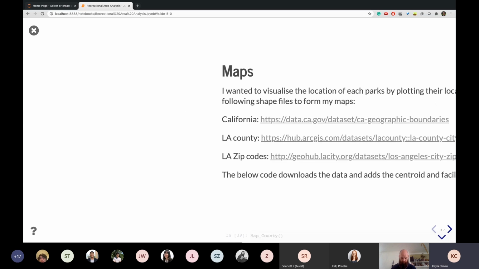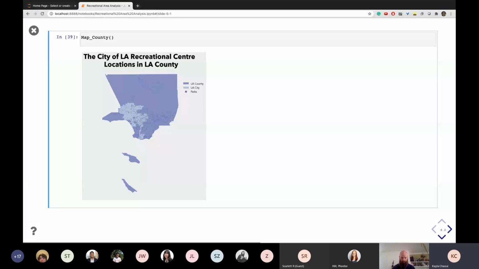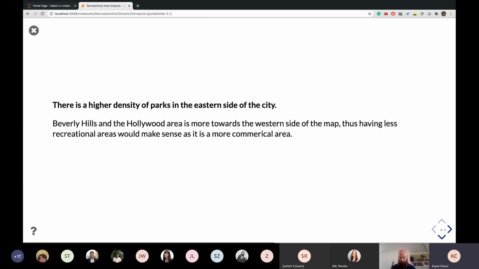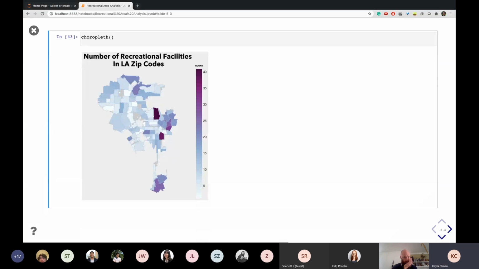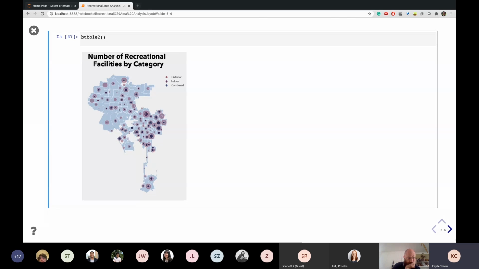Moving on from this, I used the built-in mapping functions to locate each park. Here's a map of the LA city within the county. This map shows a higher density of parks in the eastern side of the city, which is understandable, as the western side is more commercial, including areas like Beverly Hills and Hollywood. Some alternatives of this visualization are a choropleth map and a categorized bubble map. Both styles also reinforce the conclusion that there are more facilities on the eastern side of LA.